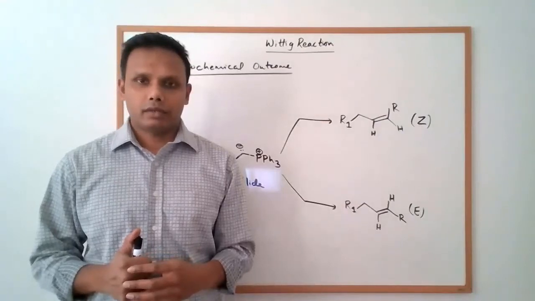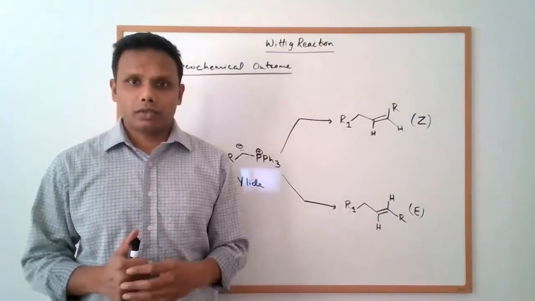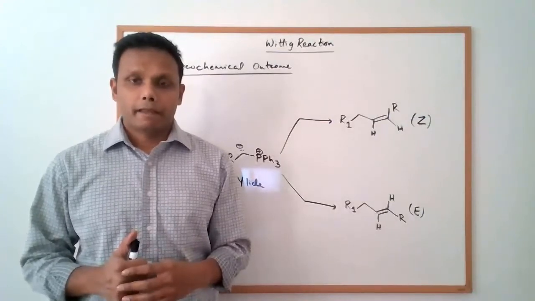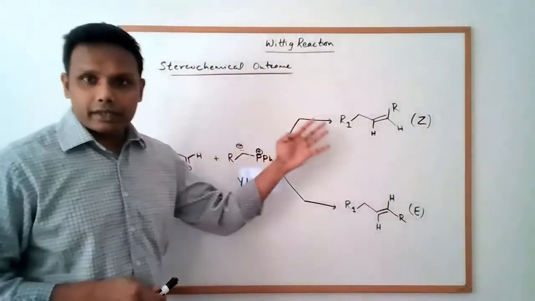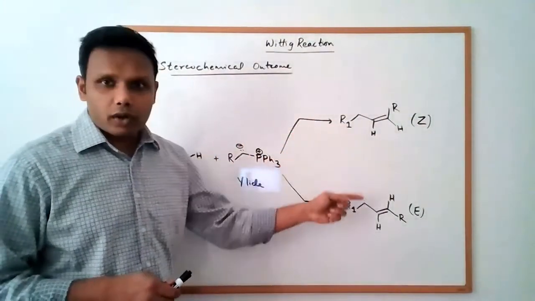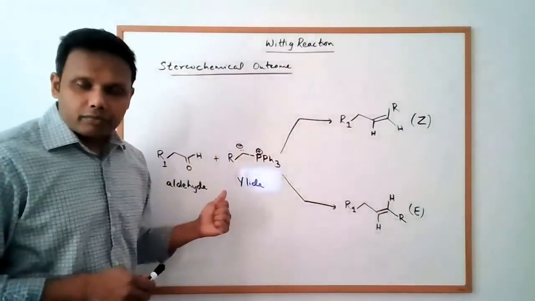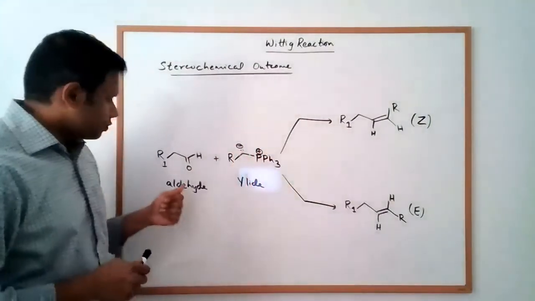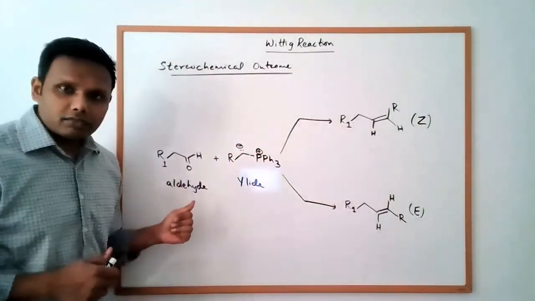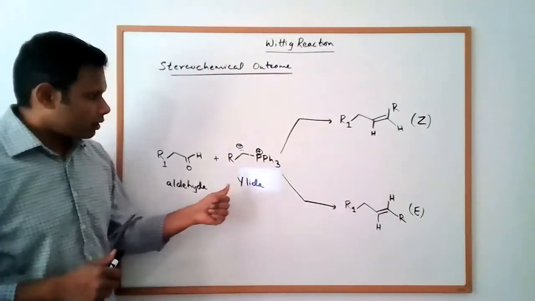Hello everyone, welcome back. In this particular video, we're going to focus on the stereochemical outcome of a Wittig reaction. So the stereochemical outcome of a Wittig reaction relates to the stereochemistry of the product alkene that's formed. And I've chosen an example here to walk you through this concept. What we're looking at here is the reaction between an aldehyde and an ylide molecule.